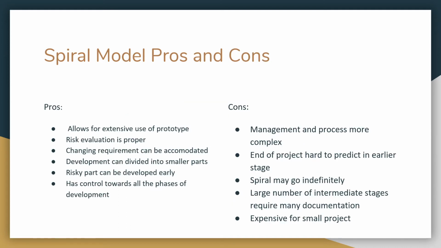Spiral model pros and cons. The pros are a spiral model allows for extensive use of prototype. Spiral model risk evaluation is proper. Changing requirement can be accommodated. Development can be divided into smaller parts. Risky part can be developed early. Has control towards all the phases of development. Meanwhile, the cons are management and process more complex, end of the project hard to predict in earlier stage, spiral may go indefinitely, large number of intermediate stage require many documentation, and expensive for a small project.